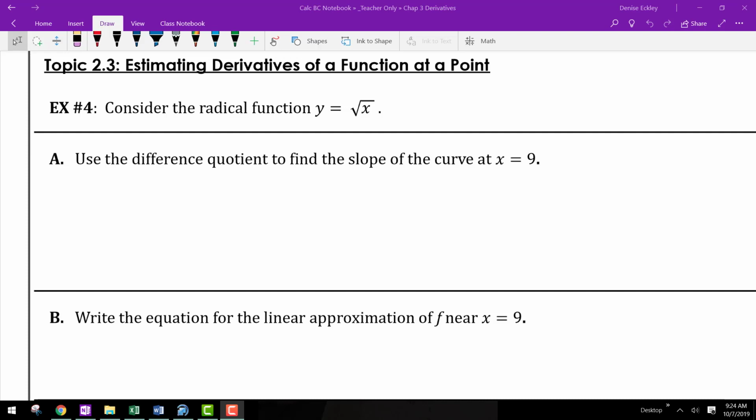This is Unit 2, Lesson 3, Part 2. Topic 2.3, Estimating derivatives of a function at a point. So we're going to start with an example. We're going to consider the radical function y equals the square root of x.